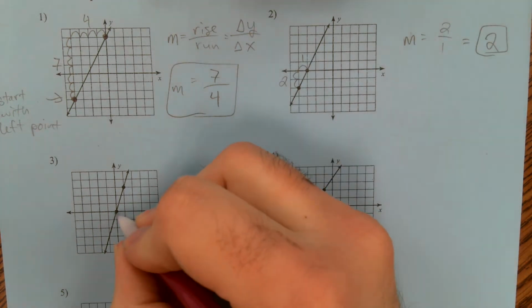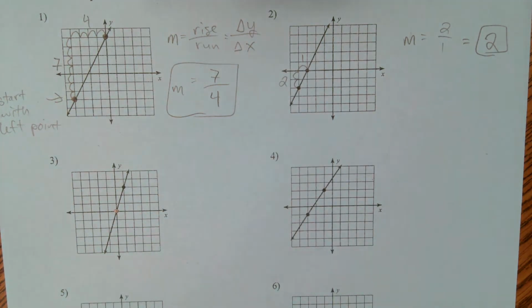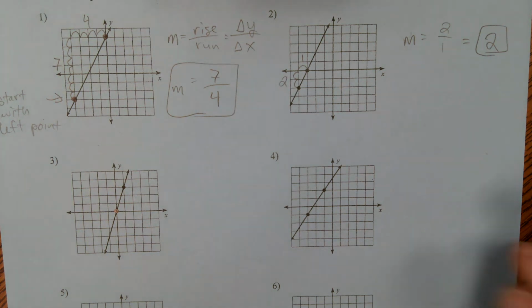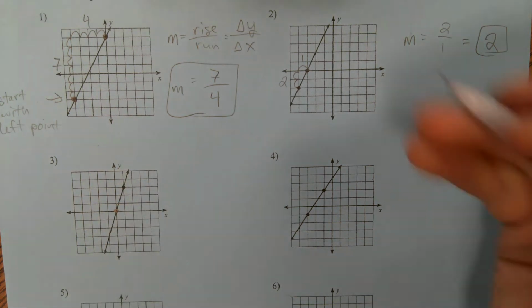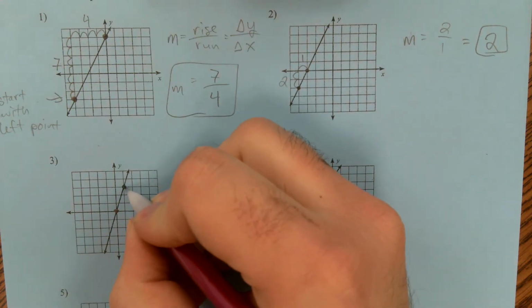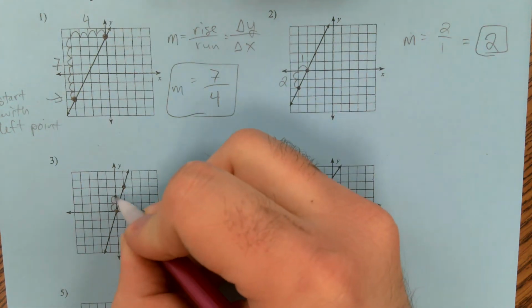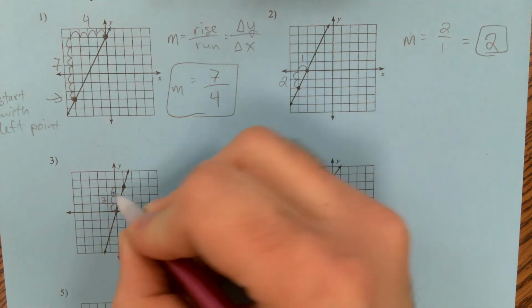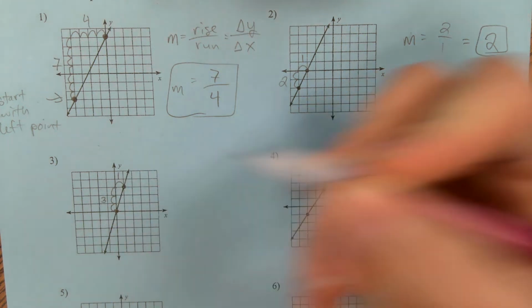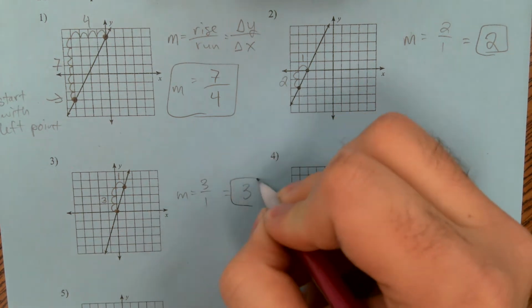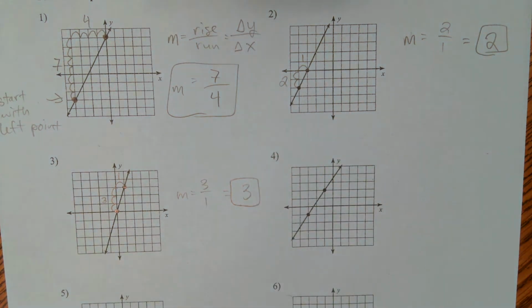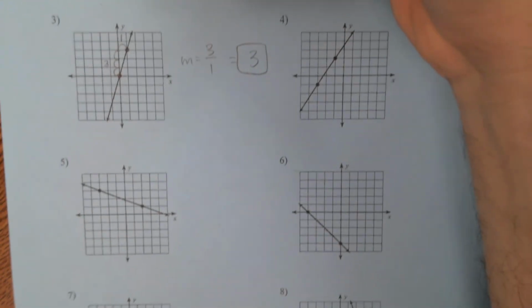Number 3, we're starting right here at the origin. Does number 3 show us a proportional relationship? Yes, it sure does. It's going through the origin, and it's a straight line. Just want to point that out. To get from our left point to our right point, we're going to go up 1, 2, 3. And then we're going to go over 1. m equals 3 over 1. And that just simplifies to 3.